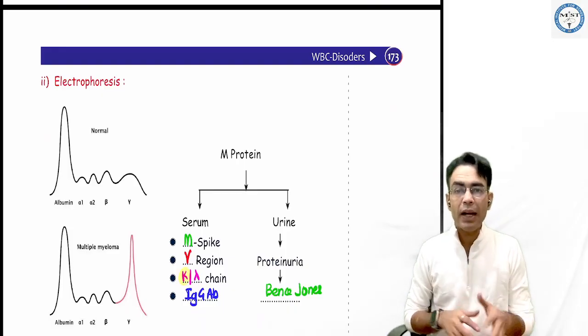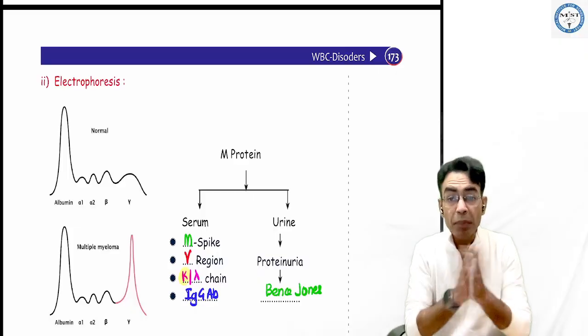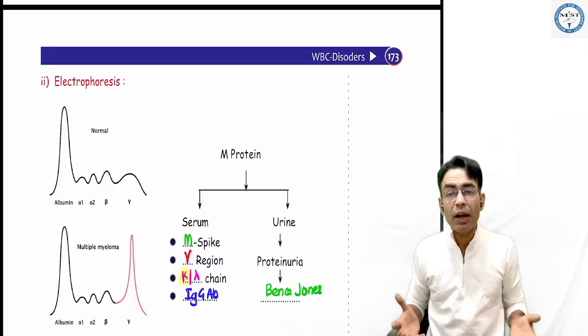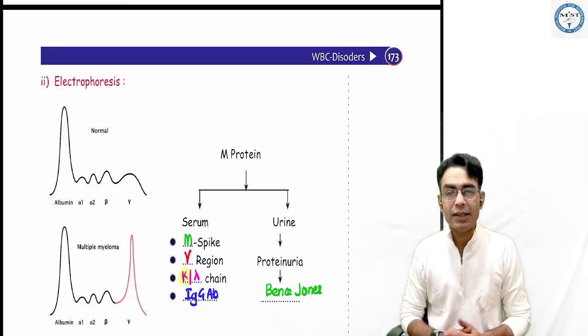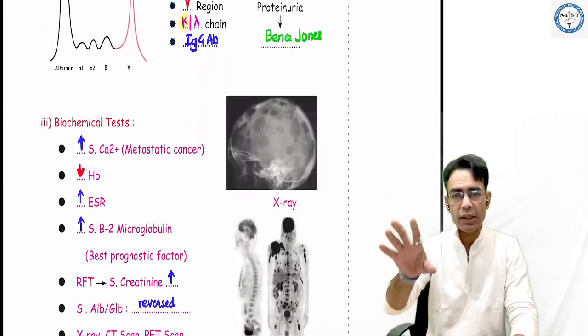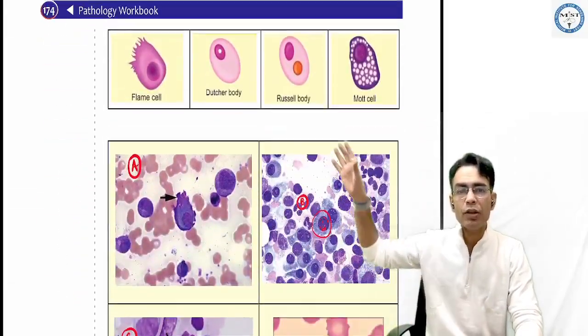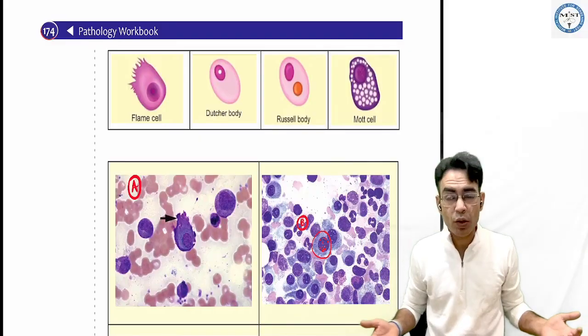Which chains are you making? Kappa and lambda, better is kappa. And which antibody? IgG antibody more commonly, but I am not saying that multiple myeloma cannot have IgM or IgA. It can have any, but more commonly IgG. And in the urine, you'll have Bence Jones proteinuria. And one more thing you have to learn is that these patients can have deposition of M protein in the plasma cell itself because the plasma cells are making so much protein.